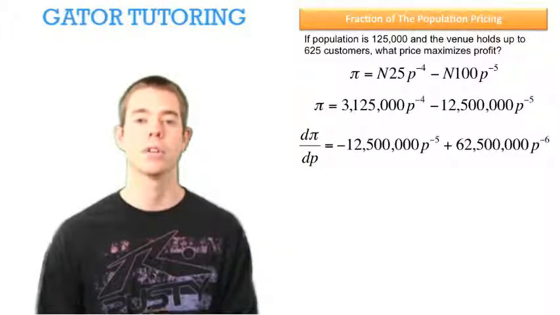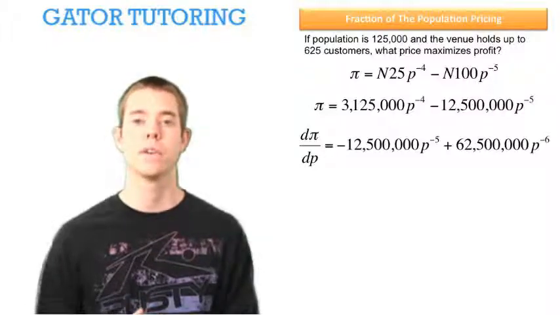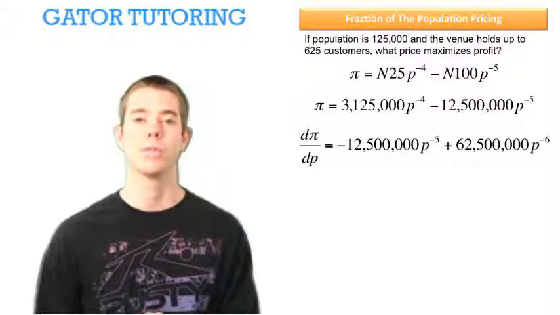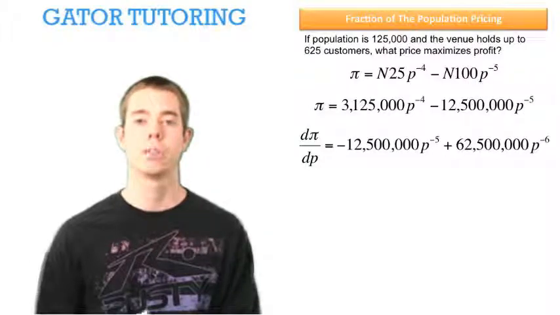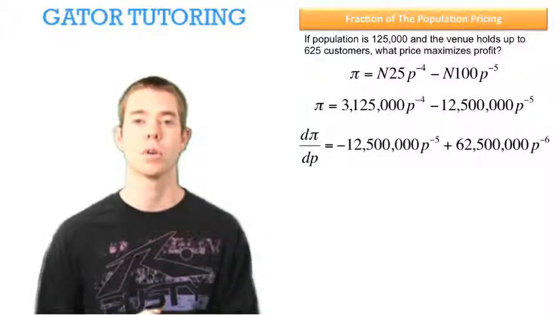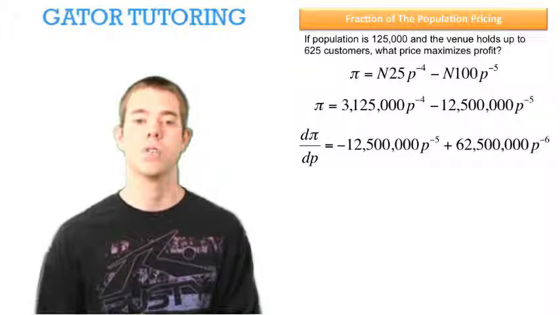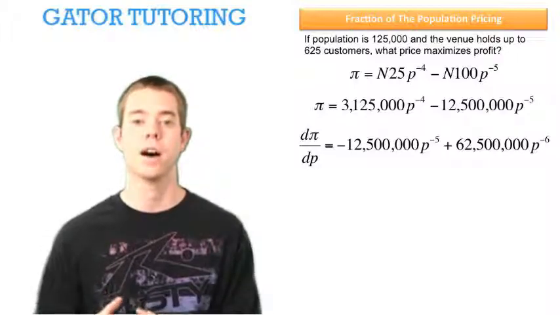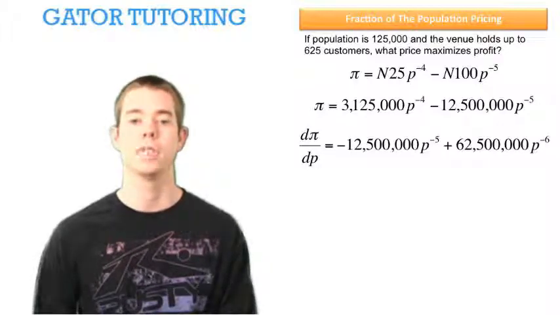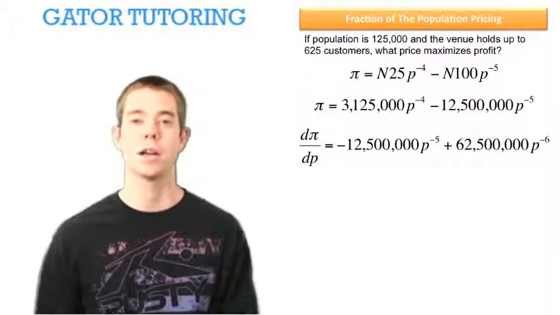The first part, 3.125 million times p^-4, when we take the derivative of that, we multiply the 3.125 million by negative 4, giving us negative 12.5 million. And now we have to subtract 1 from our exponent. So we went from p^-4 to p^-5. Now the second component, we do basically the same thing. Negative 12.5 million times negative 5 gives us a positive 62.5 million, and the p^-5 becomes p^-6 because we subtract 1 from the exponent.